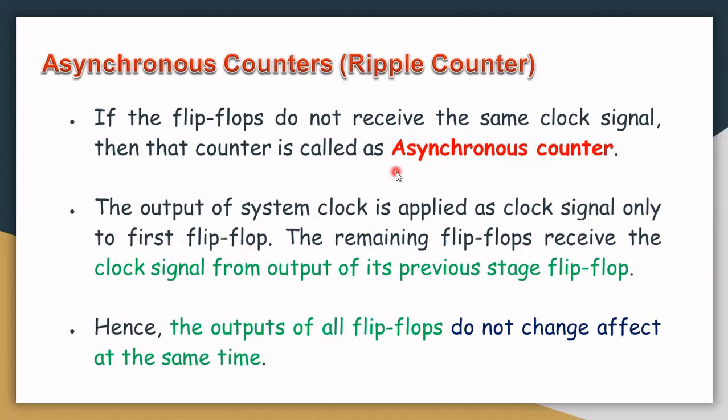So in this asynchronous counter, if we are using 3 flip-flops, the clock pulse is given only to the first flip-flop. The remaining flip-flops receive the clock signal from the output of the previous stage flip-flop. So, all other flip-flops use the output of the previous flip-flop as clock. Hence, the outputs of all flip-flops do not change at the same time. So, it's called an asynchronous counter.